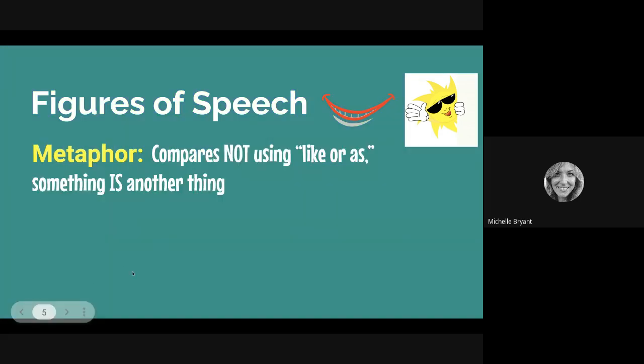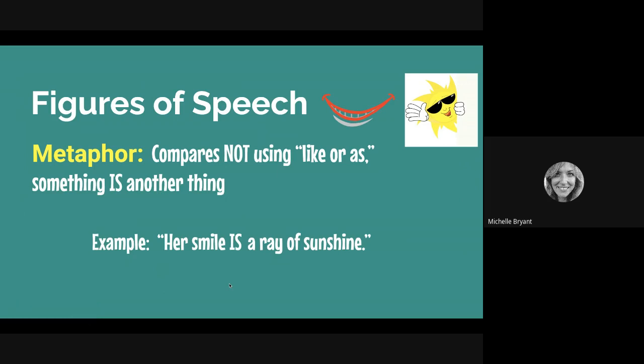Now, a metaphor is very similar. It compares two or more things, not using like or as. It says something is another thing. So let's look at that same type of example here. Her smile is a ray of sunshine. So saying literally that her smile is sunshine. Almost the same thing, just a small little difference.